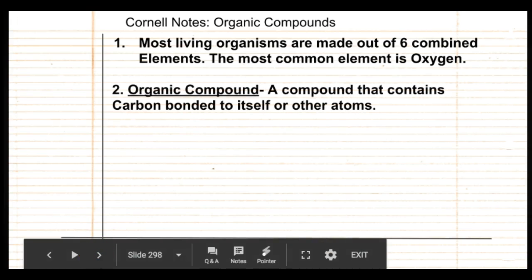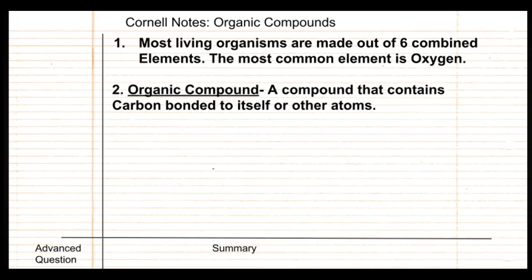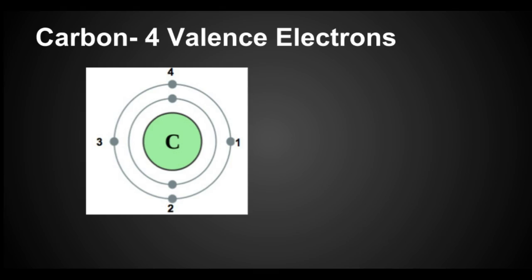An organic compound is a compound that contains carbon bonded to itself or other atoms. So carbon is a key element in living creatures. We have never found a living creature that doesn't have carbon bonded in some way or form or fashion. So let's look at a picture. So here's a key of why carbon is so important in living things.